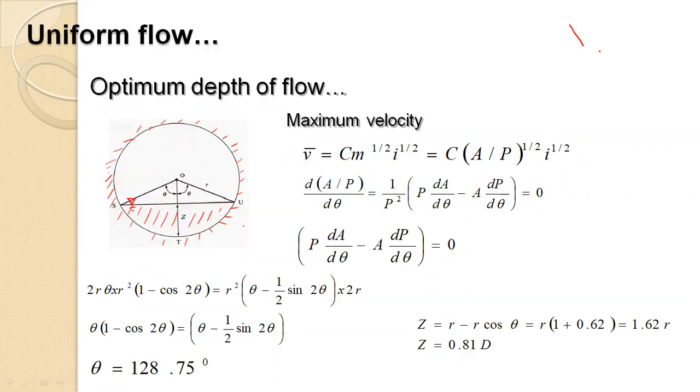Earlier in the trapezoidal section, I could change the side slope and then the water depth. Now you are not changing the side slopes. The only quantity that I can change in the circular section is Z. Now, whenever I change Z, both the cross-sectional area and the wetted perimeter will change accordingly.